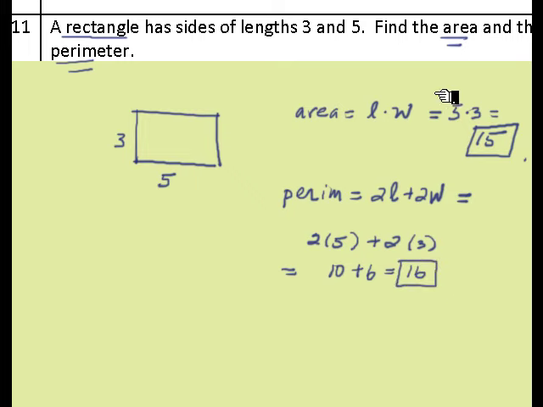Now let's just imagine we had put units here. Let's just say this is inches. 3 inches, 5 inches. Then the area 15 would be square inches, or sometimes you write it like this, inches squared. And the perimeter would simply be in inches, because it's a type of length. So it's a one-dimensional unit.